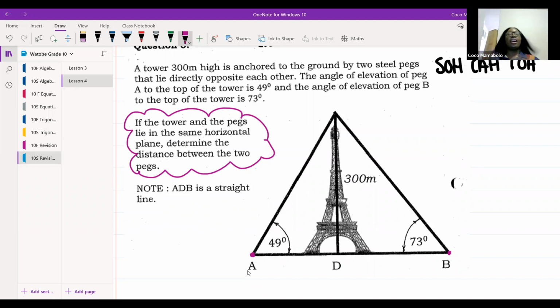Okay, all right. I can't jump straight to calculating for A. I'm going to have to calculate for both of these separately. I'm going to have to first calculate for the distance from peg A to the middle of the tower and from peg B to the middle of the tower. Now, because again, it's a SOHCAHTOA question, I have to ask myself, what do I have? Let me know in the chat. What do I have? And what have they given me in relation to my angles? What do I have?